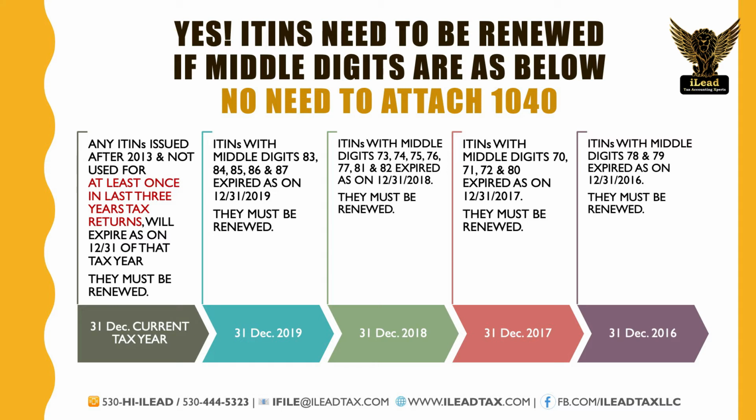And ITINs with middle digits 83, 84, 85, 86 and 87 expired very recently, that's on December 31st, 2019, and they must also be renewed. And the point that you have to keep in mind is that any ITINs which have been issued after 2013 and which have not been used for at least one out of the last 3 years in any tax filing, then they will expire as on December 31st of that particular tax year and they must be renewed.